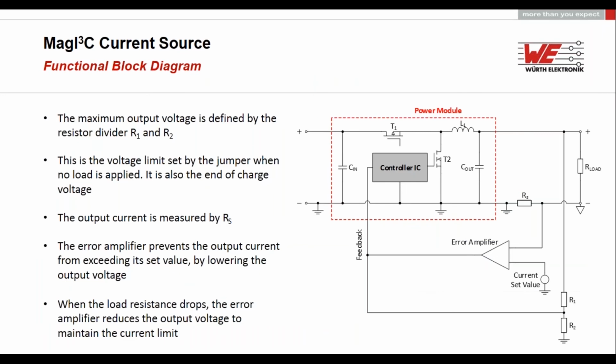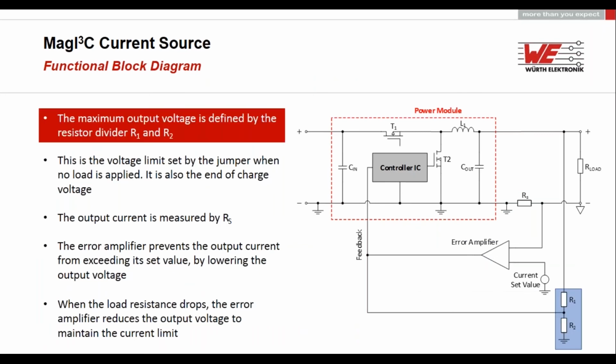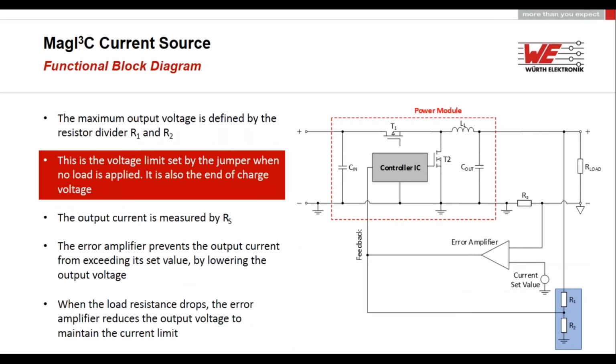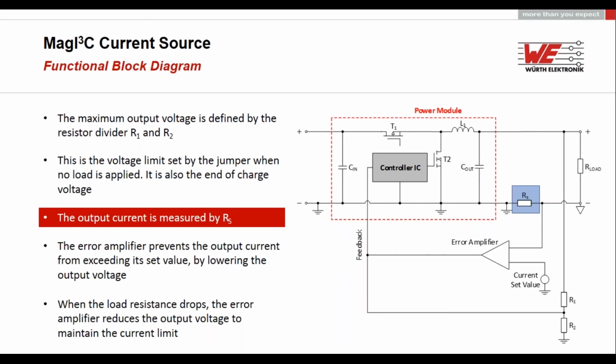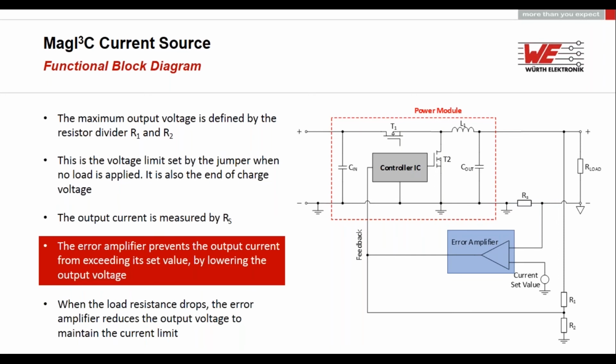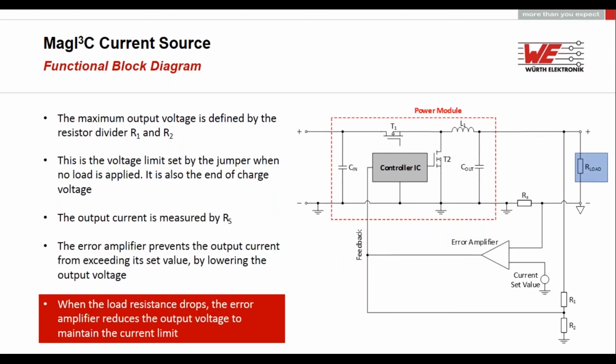Now we look at the functional diagram. The maximum output voltage is defined by the resistor divider R1 and R2. This is the voltage limit set by the jumper when no load is applied. It is also the end of charge voltage. The output current is measured by the shunt resistor RS. The error amplifier prevents the output current from exceeding its set value by lowering the output voltage. When the load resistance drops, the error amplifier reduces the output voltage to maintain the current limit.